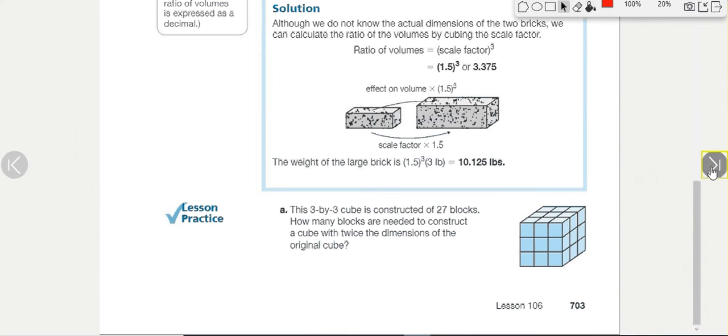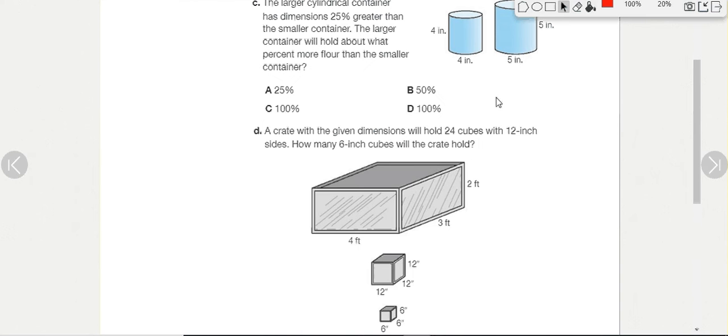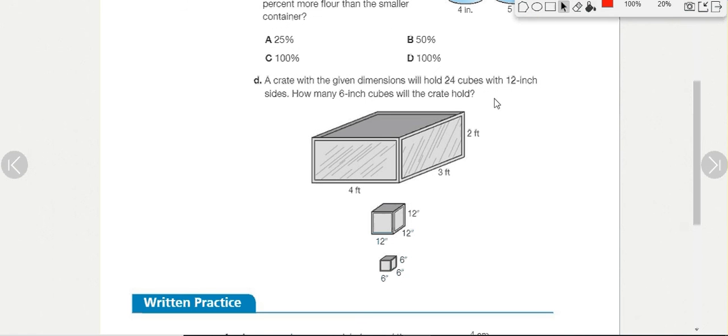Short lesson. Why don't you try A, B, and D? A, B, D, please.